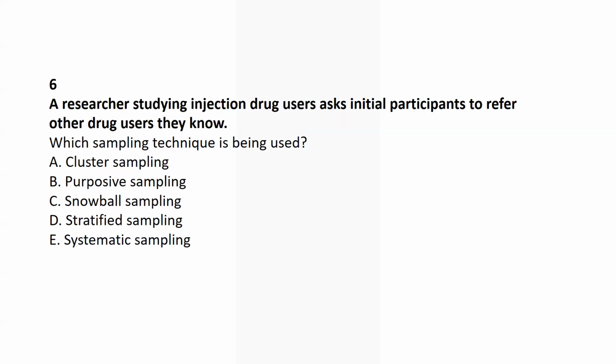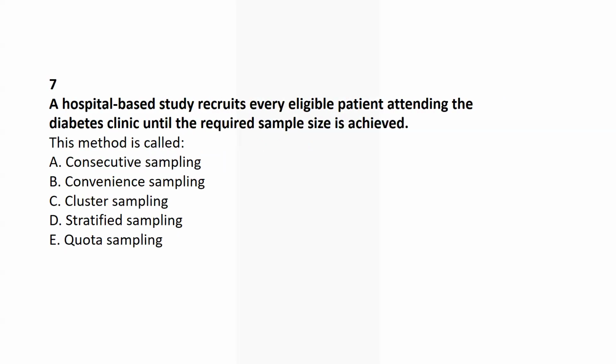Question number six: a researcher studying injection drug users asked initial participants to refer other drug users they know. Which method is this? Option A, cluster; B, purposive; C, snowball; D, stratified; and E, systematic. C. Yes, snowball.